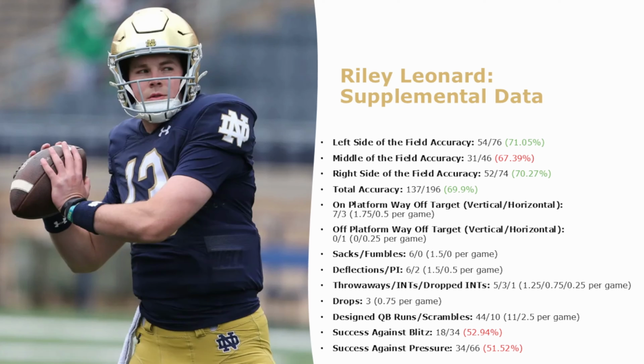Also, despite not throwing too often, he did do a good job taking throwaways with 7 total in the 4 games. He did have a fair number of interceptions with 3 total despite limited pass attempts, and even had a dropped interception which could have bumped that up even higher. Not surprising, but he was very active as a rusher with 11 designed QB runs per game and 2.5 scrambles per game. What was really disappointing to see him struggle so much with was against blitzes and pressure despite his mobility. He ended up with just a 52.94% success rate against blitz and a 51.52% success rate against pressure. Both of those are below the 50th percentile, which is just really hard to do as a mobile quarterback.